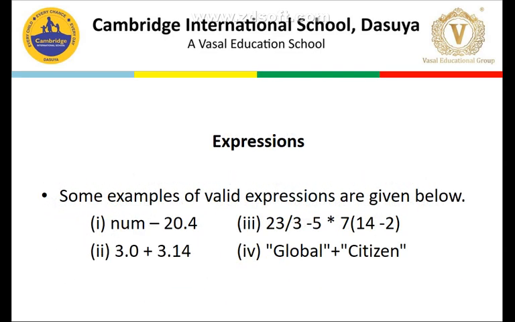Then we covered the expressions. So see here, four examples are given. So what is an expression? It is a combination of operators and operands, and how those operators and expressions will be evaluated is decided by the precedence of operators.